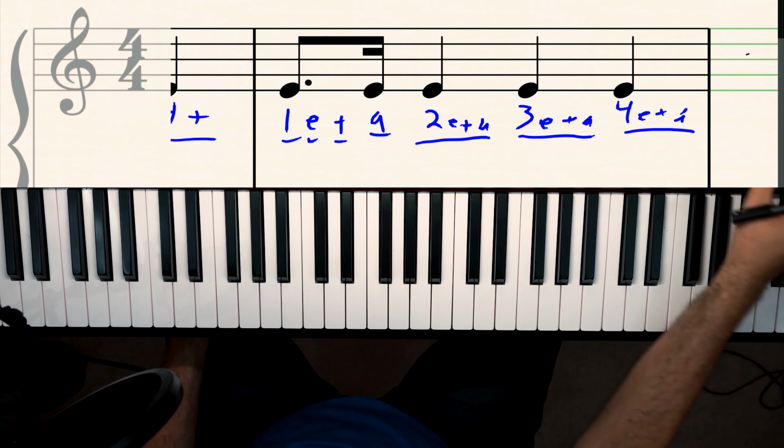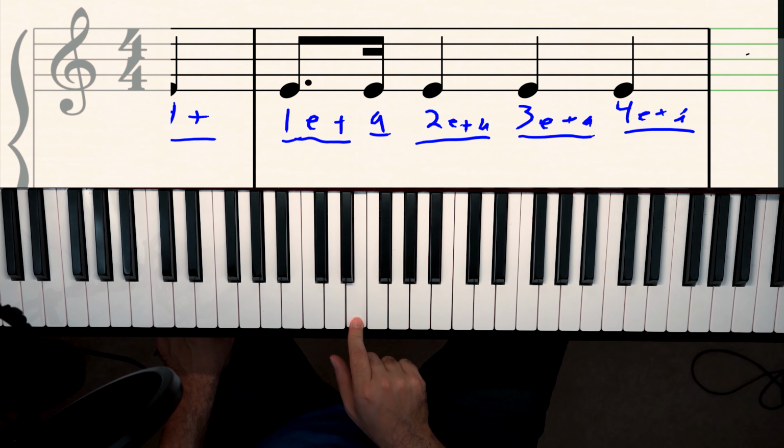So here we go. I'm going to play this one. 1 E and a, 2 E and a, 3 E and a, 4 E and a. Once again, 1 E and a, 2 E and a, 3 E and a, 4 E and a.